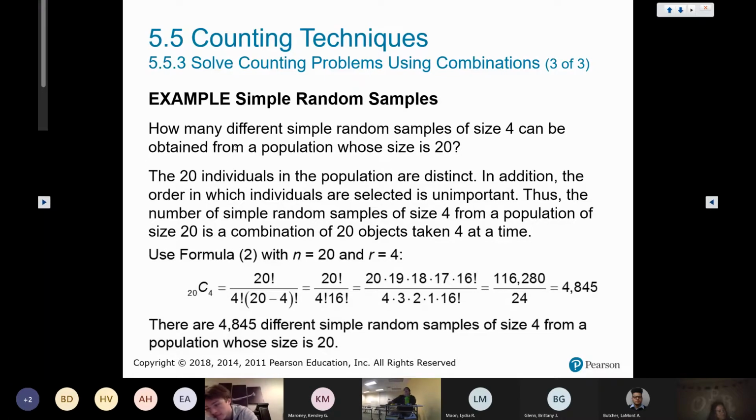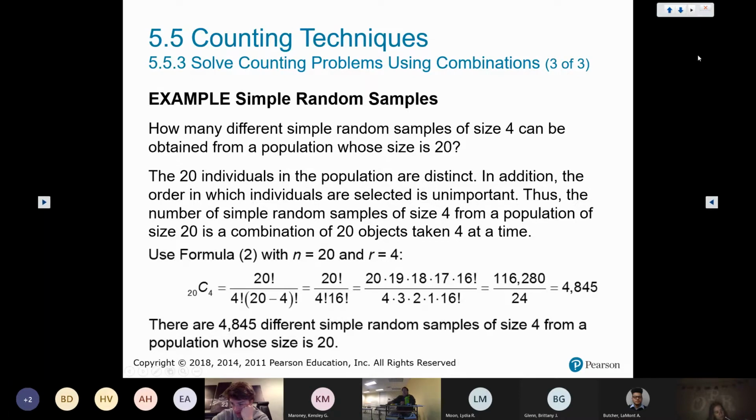All right. Now, the way it'll read if it's a committee question, instead of saying how many different simple random samples, it'll say how many different committees of size 4 can be obtained from a group of 20 people. That's what it'll say.